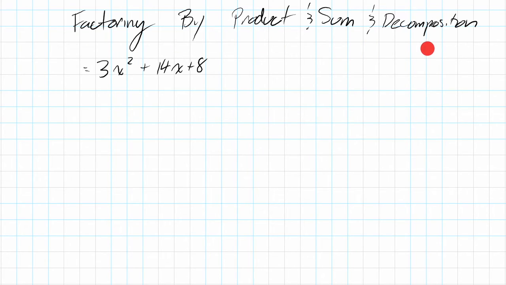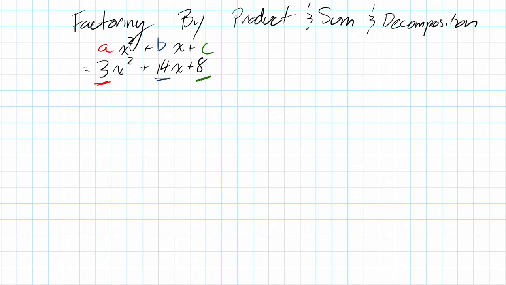So factoring by product sum and decomposition. The product and sum method is the idea that if we're looking at what is known as a quadratic, this relationship, the general form for a quadratic looks like this. In its standard form, we'll call it ax squared plus bx plus c. The key to this is being able to recognize by their position which value represents A, which value represents B, and which value represents C.